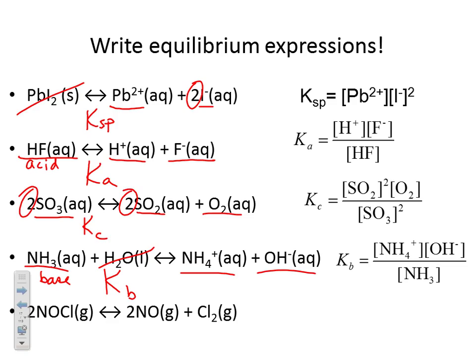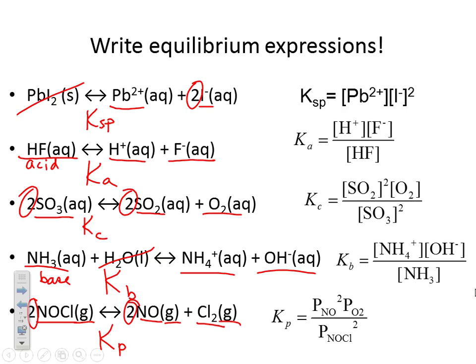In the last one, I could do this one of two ways. I could write a Kc expression, or I could also write a Kp expression. Notice I have all gases. Both are valid. If I simply ask for the equilibrium expression, you could give me Kc and use molarities, or you could give me Kp and use partial pressures. I'm going to use Kp and use partial pressures. So I'm going to do the partial pressure of the NO squared times the partial pressure of the chlorine gas divided by the partial pressure of the NOCl squared. And that's how we write equilibrium expressions.